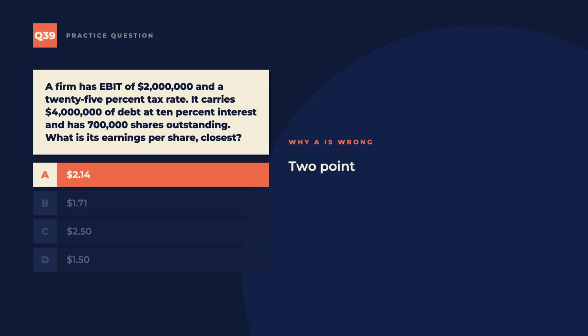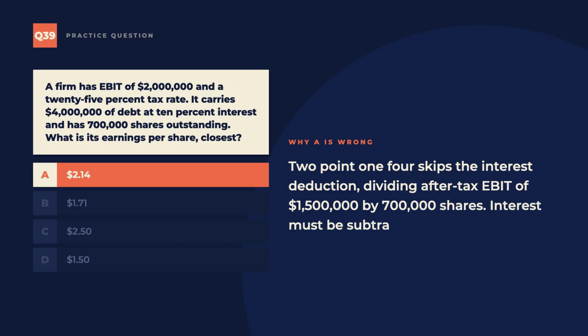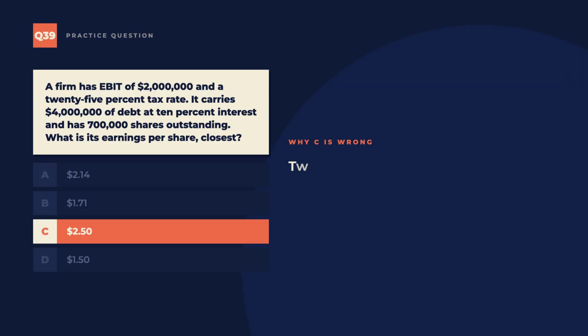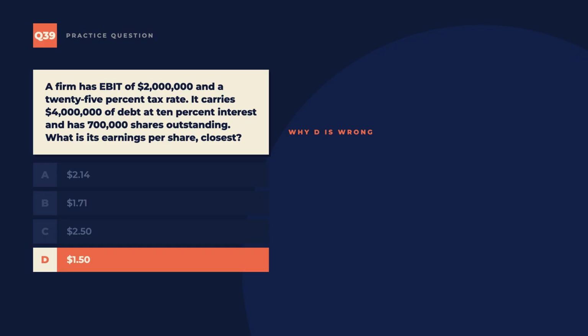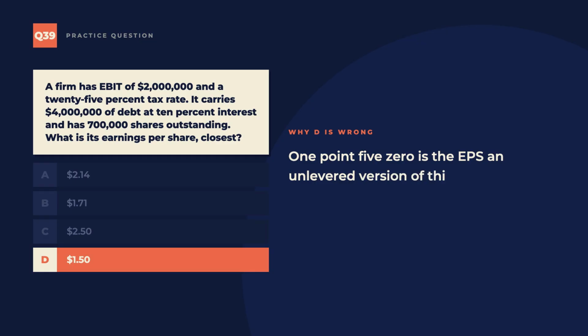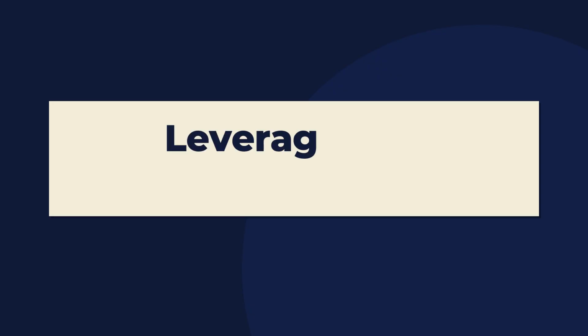A is wrong because 2.14 skips the interest deduction, dividing after-tax EBIT of $1,500,000 by 700,000 shares. Interest must be subtracted before tax. C is wrong because 2.50 does not match these inputs. It would require a much higher net income or far fewer shares than the figures given. D is wrong because 1.50 is the EPS an unlevered version of this firm with 1,000,000 shares would earn, not the levered firm with interest and 700,000 shares.